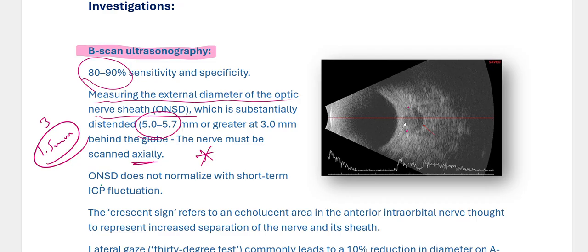The important issue is that optic nerve sheath diameter does not normalize with short-term ICP fluctuation, so intracranial pressure might fluctuate. On performing lumbar puncture, you might take the opening pressure while there is a short-term fluctuation, so it might be normal. Lumbar puncture, LP, has very high sensitivity and specificity for ICP. But short-term fluctuations do not affect ONSD.